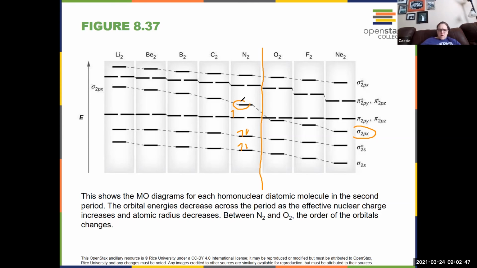Okay, so in other words, we're just moving this one lower in energy for O2, and then anything beyond that. So between nitrogen and oxygen, we flip the energy level. This energy level drops down. It's actually lower, so it's going to be beneath those. So any of the diatomics above oxygen are going to have their sigma lower than their pi. Let me show you on the next slide. It'll help maybe a little bit.